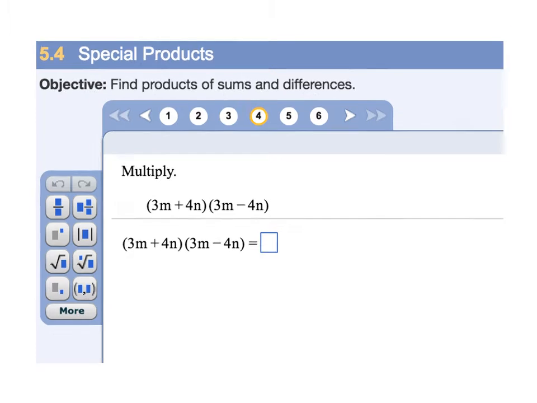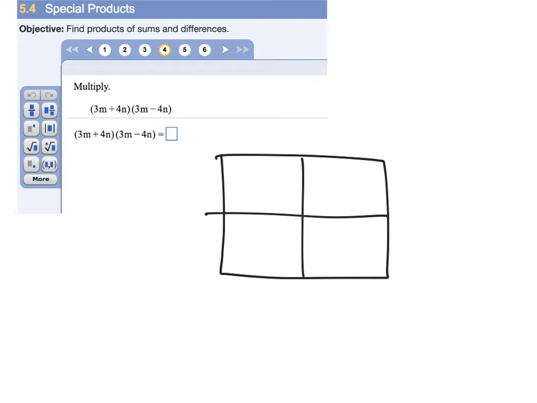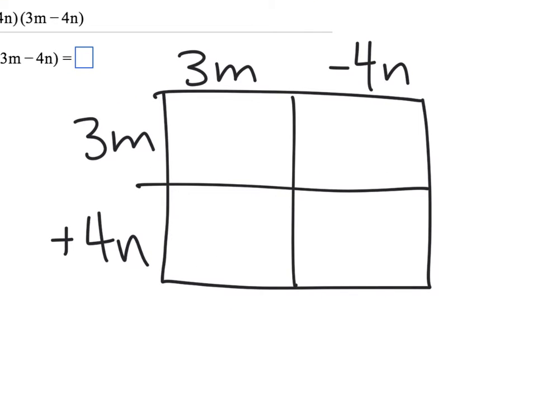All right, and then here we've got another area model. And we've got 3m times 4n. Then we've got 3m minus 4n. Oops, I might have said it wrong. It's 3m plus 4n. And then over here it's 3m minus 4n. And then we're going to kind of zoom in. And now we're ready to do the multiplication.